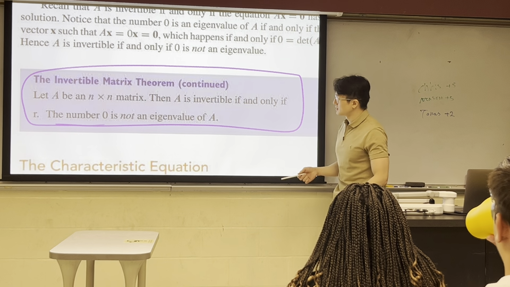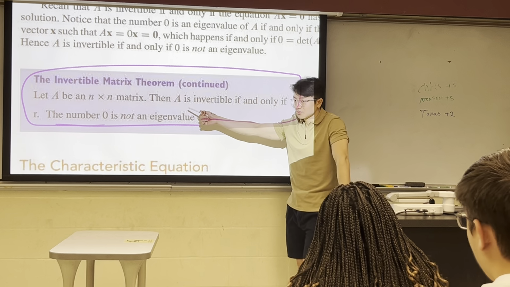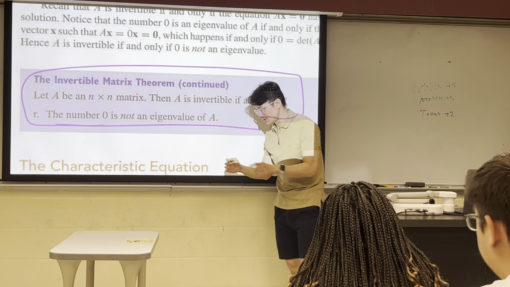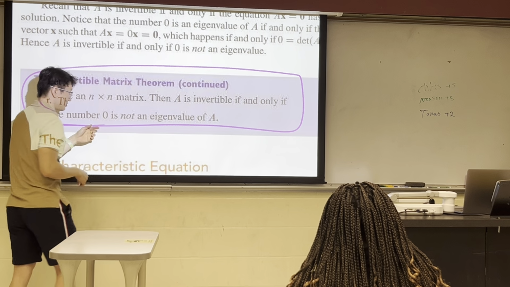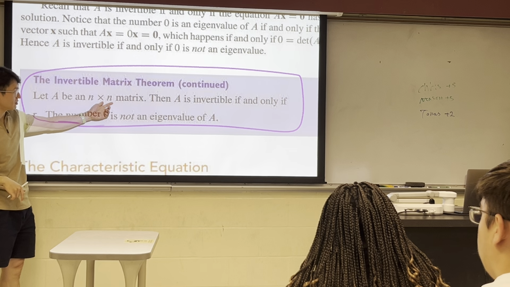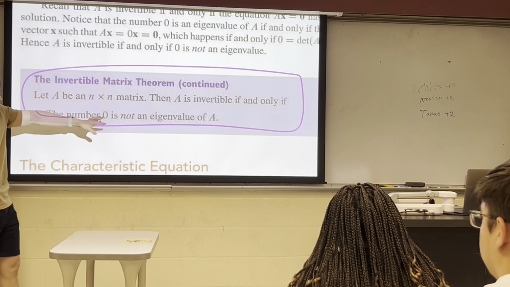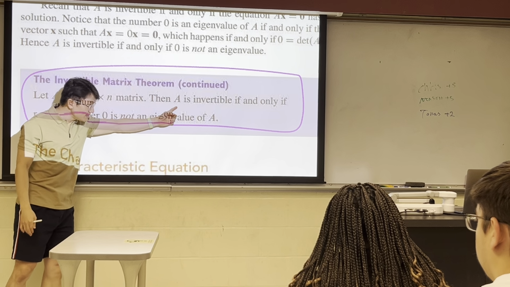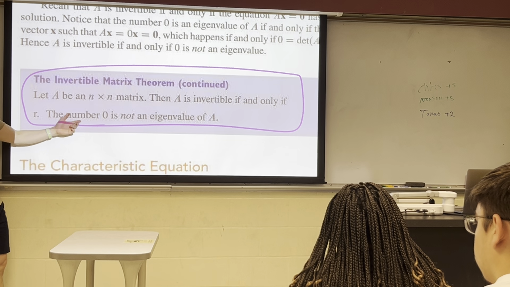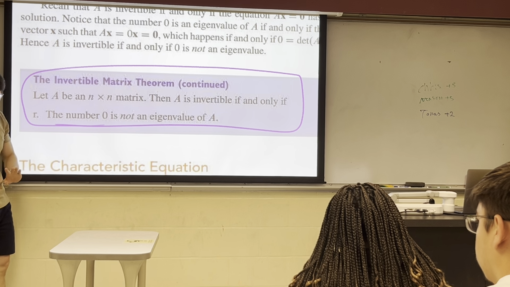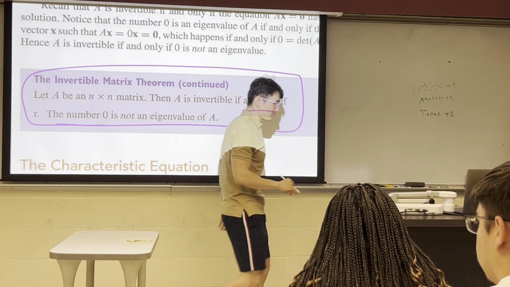Okay, so A is invertible. We got a square matrix, same size of rows and columns. And if A is invertible, then 0 is not an eigenvalue of A. That's the fact.